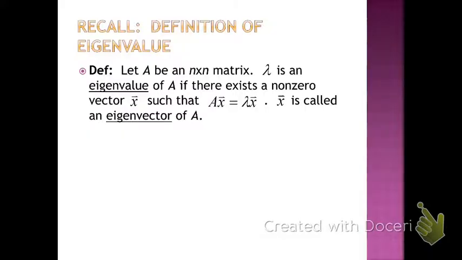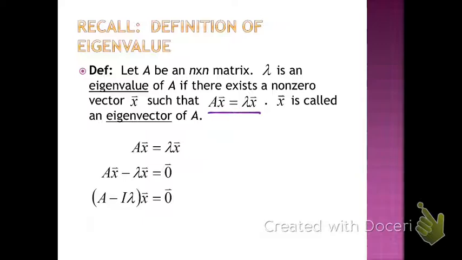Let's recall what the definition for an eigenvalue is. If we have an n by n matrix, so a square matrix, we say this lambda is an eigenvalue of A if there exists a non-zero vector x such that A times the vector x is equal to this lambda times the vector x. We say that x is the eigenvector of A. So if this equation here is true, we can subtract the lambda x from both sides, and we'll get the zero vector.